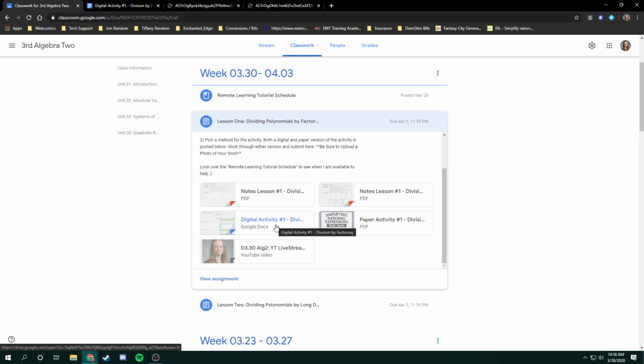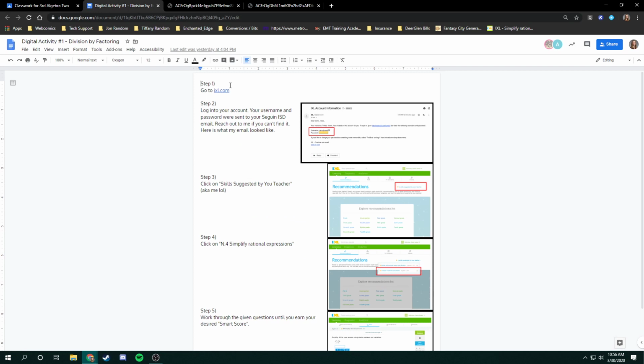For the digital activity, this is a little how-to document on how to get to the activity. It's going to be through ixl.com. I think it's kind of Khan Academy-ish as far as the practice problems go. So you need to log into your account. Your username and your password were sent to your Seguin ISD email. Reach out to me if you can't find it. This is what my email looks like when I made a dummy account. Okay, so this is where all that information is.